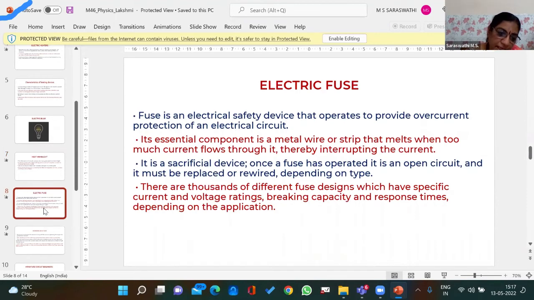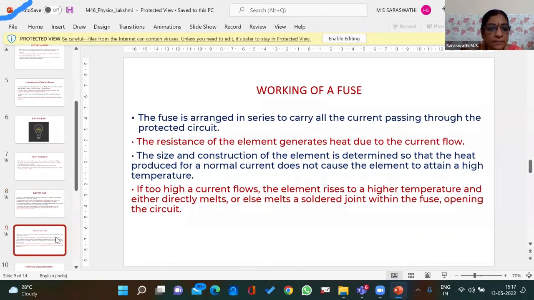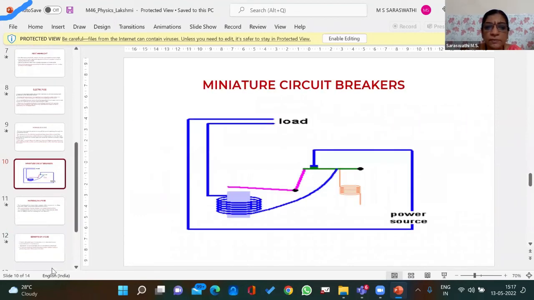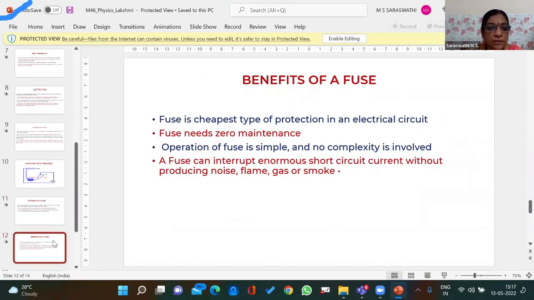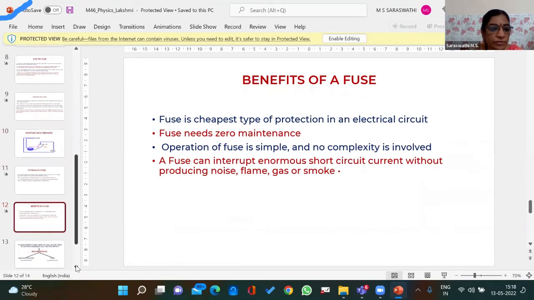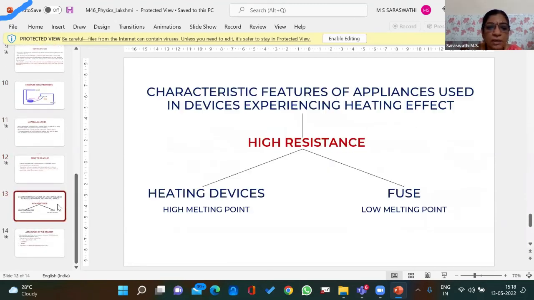Electric fuse is another application. When unduly high current flows, it will melt and break the circuit. It should have a low melting point, high resistivity. Okay. So I think these are all the benefits of a fuse. So the heating effect is used in making heating devices which have a high melting point, and fuse which has a low melting point.